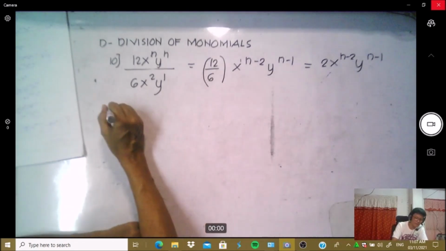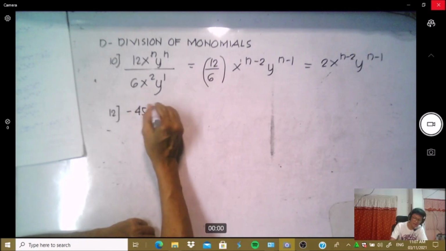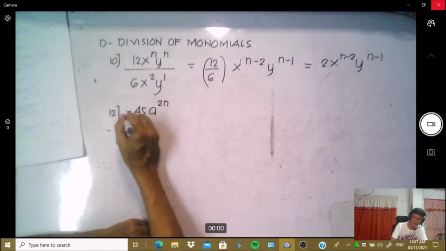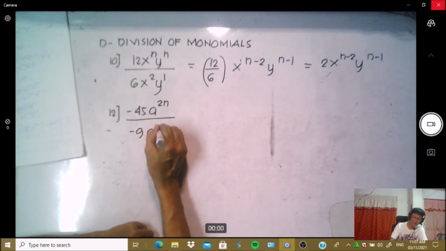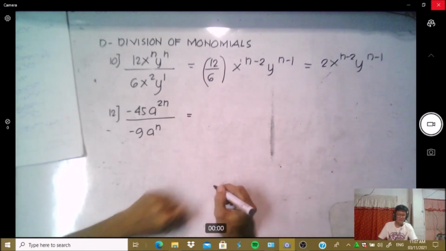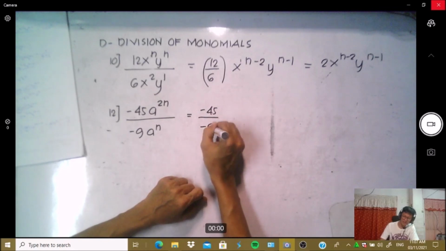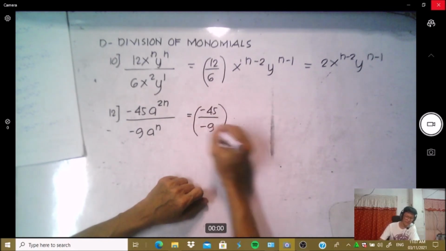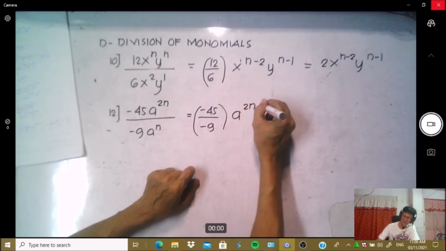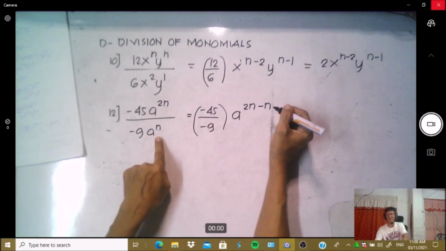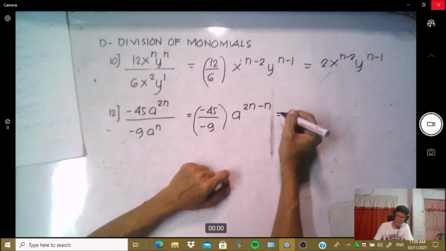Okay, for number 12, we have negative 45 a raised to 2n divided by negative 9 a raised to n. Okay, so we have negative 45 over negative 9. Then we have a raised to 2n minus n, that is n in the denominator. And we have negative divided by negative is positive. 45 divided by 9 is 5.